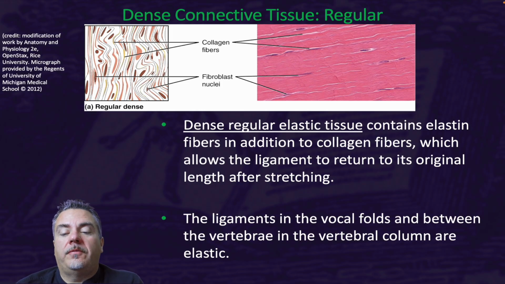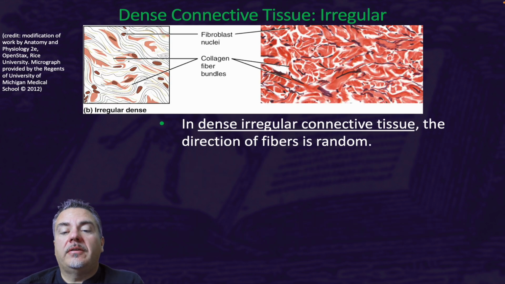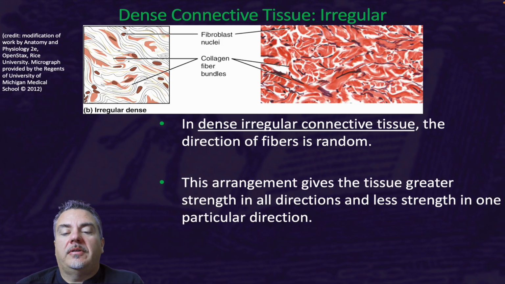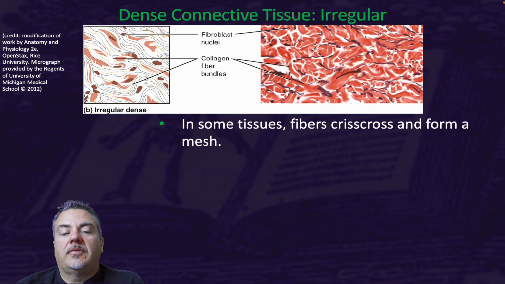The ligaments in the vocal folds and between the vertebrae in the vertebral column are elastic. In dense, irregular connective tissue, the direction of fibers is random. This arrangement gives the tissues greater strength in all directions and less strength in one particular direction. In some tissues, fibers crisscross and form a mesh.